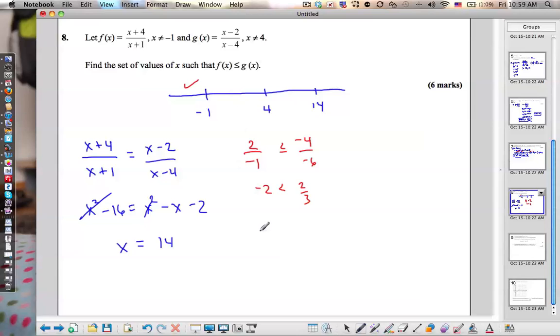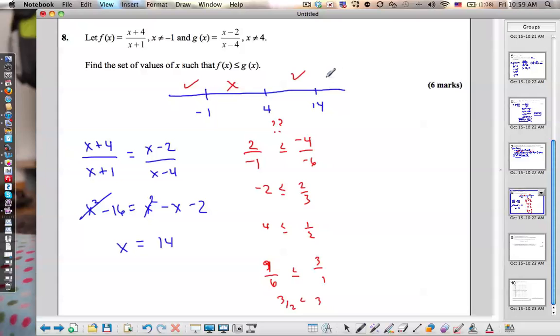So let's plug in 0. If we plug in 0, we get 4. Is that less than, let's put a little question mark here so we know what we're talking about. So is that less than or equal to, plug in 0, which is a half? And the answer is no, so that's a no. And then let's plug in 5. So that's 9 over 6. Is that less than or equal to, plug in 5, we get 3. Plug in 5, we get 1. So what is that? 3 over 2 less than 3, and that's a yes.